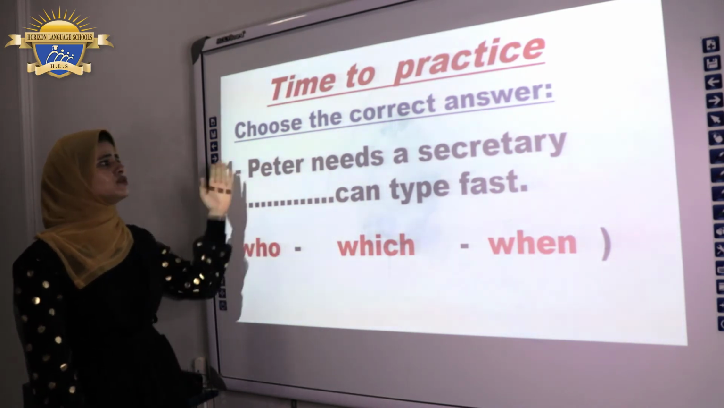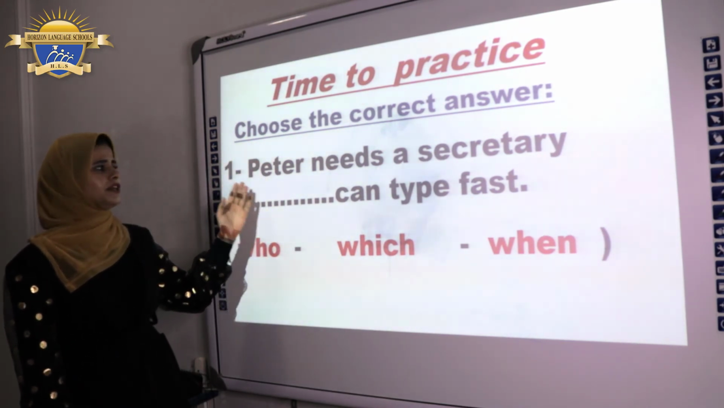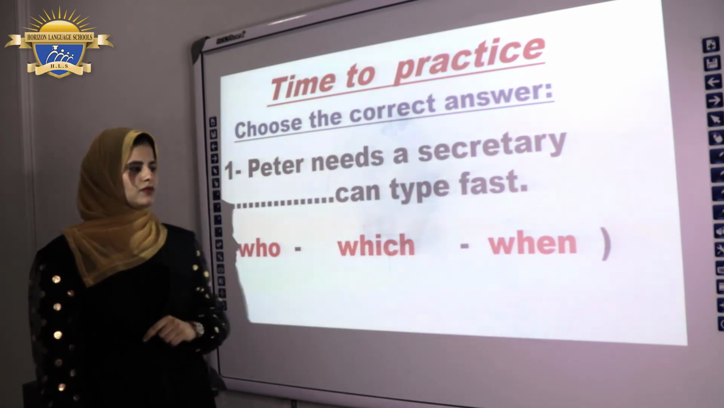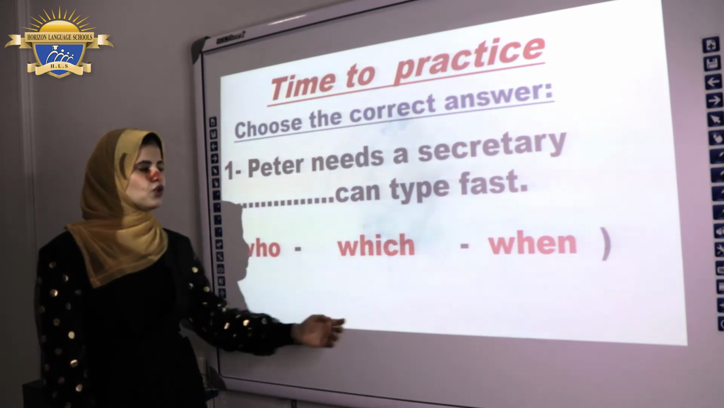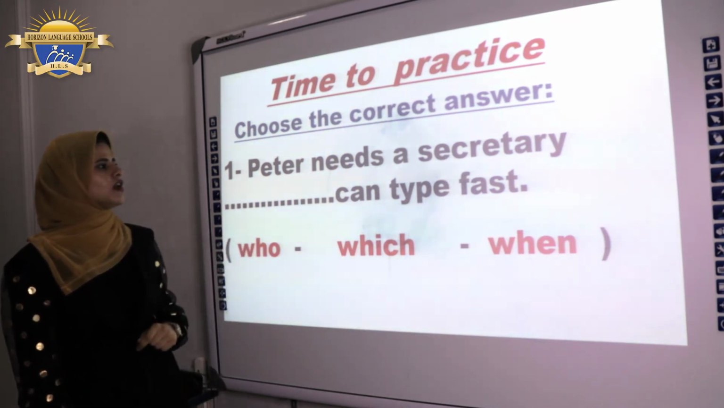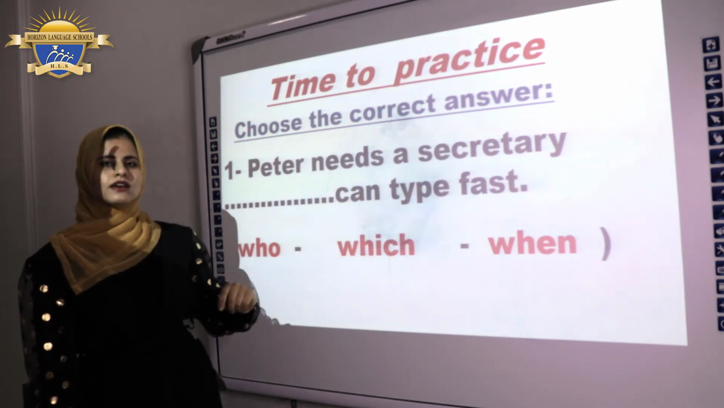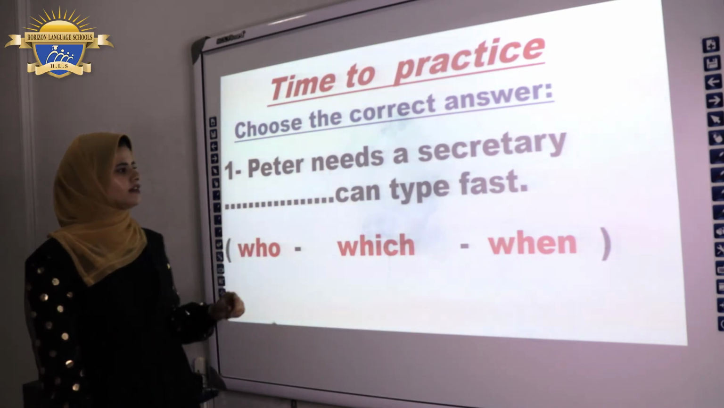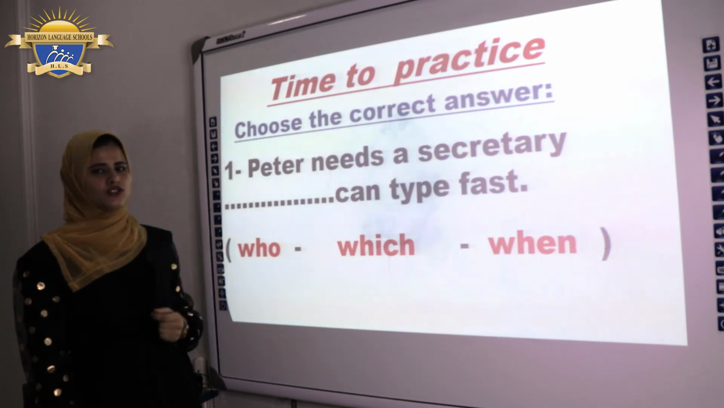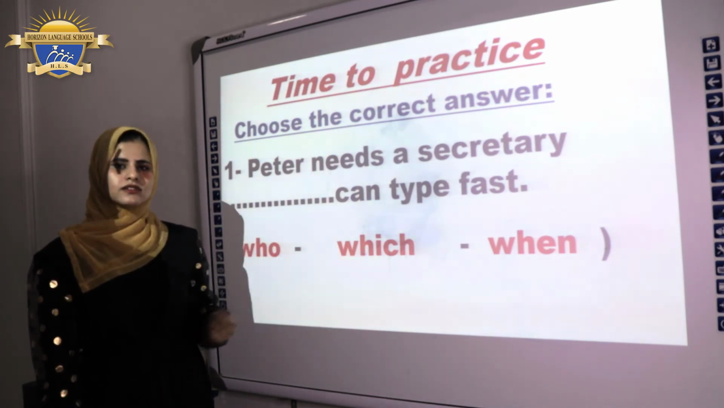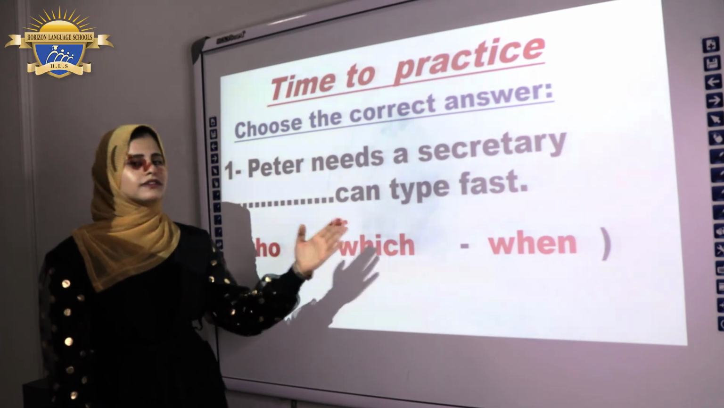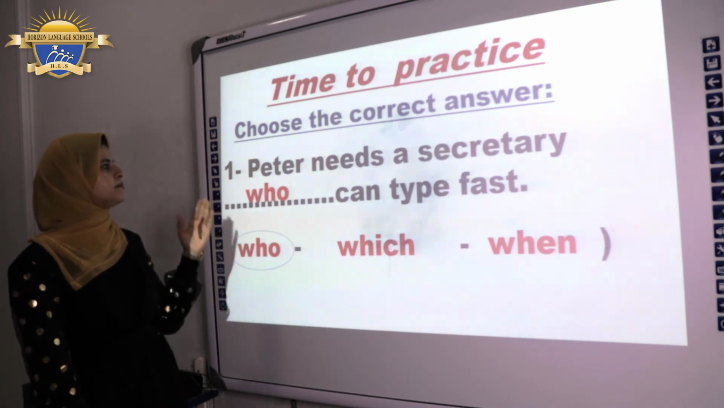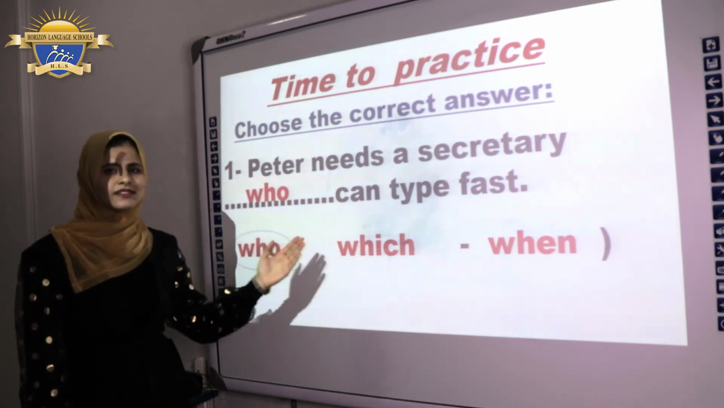Let's practice. Choose the correct answer. Number 1. Peter needs a secretary who can type fast. Okay, choose who, which, or when. Okay, let's see. A secretary here is a person, not a thing or a time. If I asked you, who can type fast? It's a secretary. And secretary here is a person. So, we will choose who.